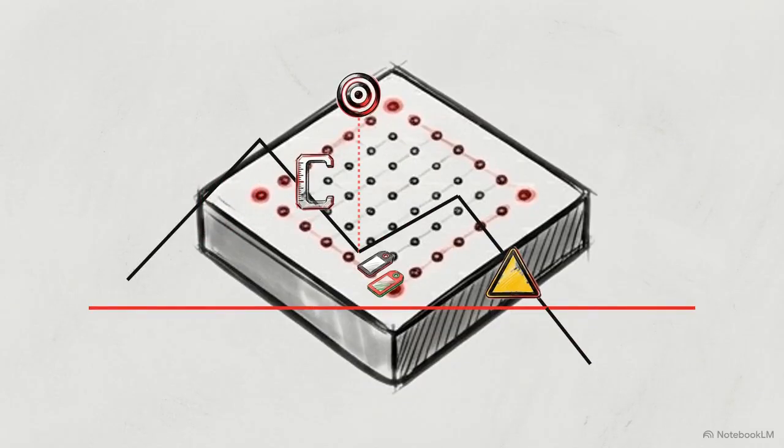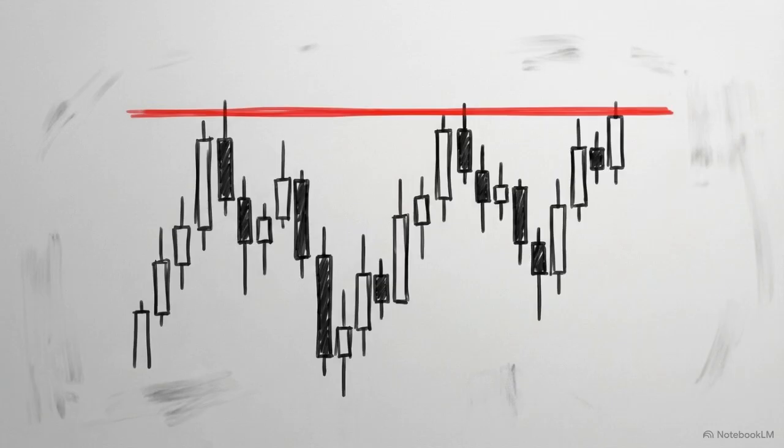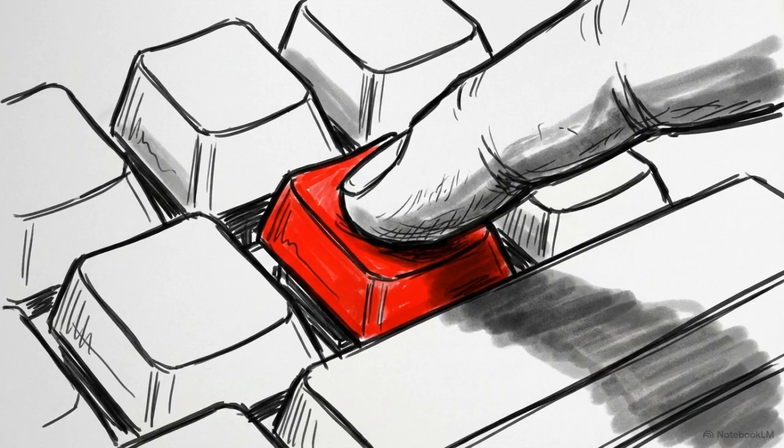tries to trap you. You don't need complex algorithms or expensive software to do this. You only need a price chart and a horizontal line. This is the step where you stop guessing at directions and start executing a strategy.